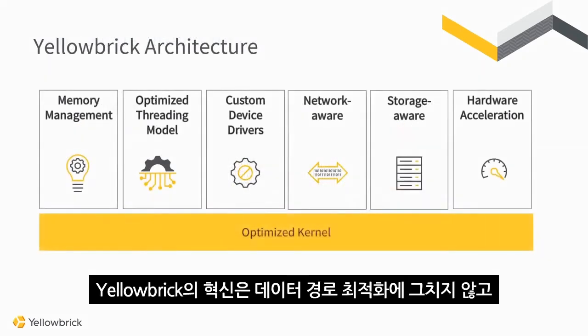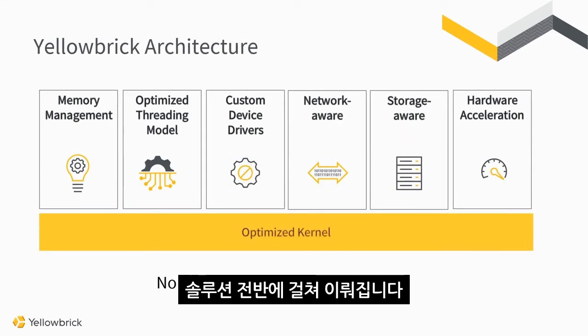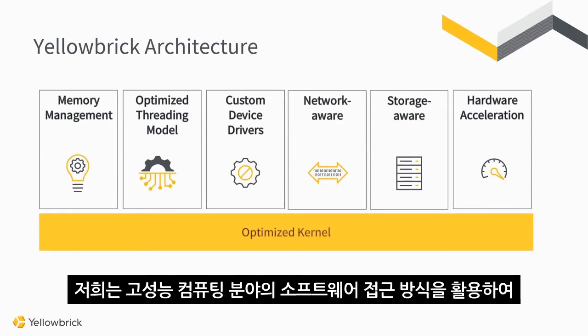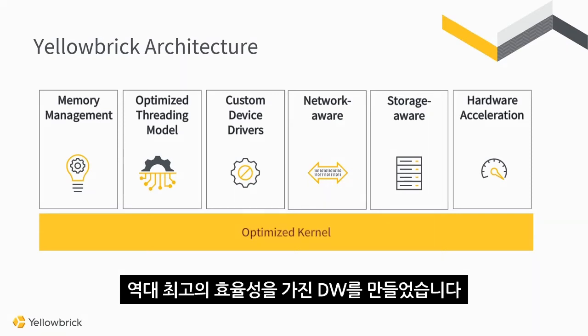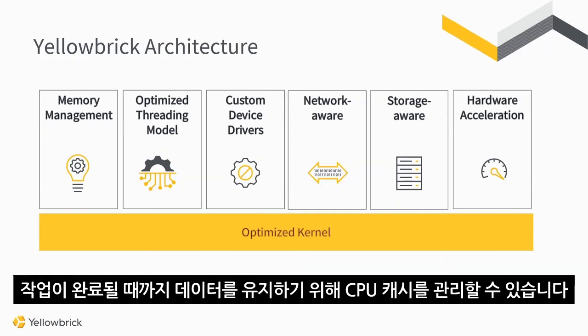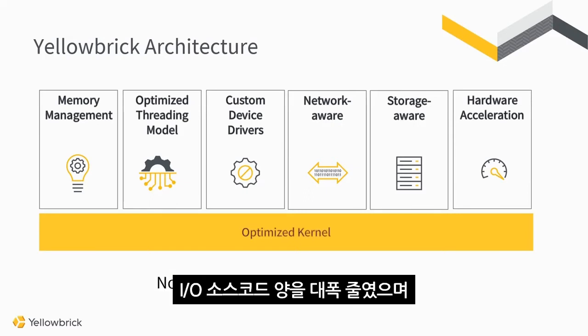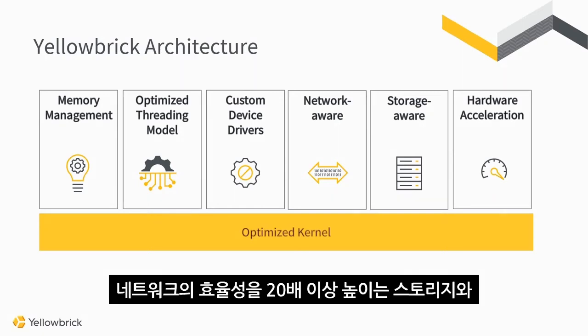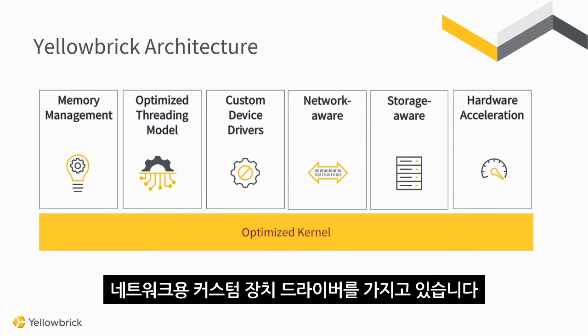While the data path optimizations we just talked about are key, Yellowbrick innovations don't stop there and are pervasive throughout the solution. We've utilized software approaches from the fields of high-performance computing and high-frequency trading and implemented them to provide the most efficient data warehouse that's ever been built. We've innovated from the ground up, starting with memory management optimizations and a custom threading model in the kernel. These reduce context switching and manage CPU caches to maintain their data until tasks are completed. We have custom device drivers for storage and network that offer massive reductions in the amount of code per I/O and increase networking efficiency by over 20x.